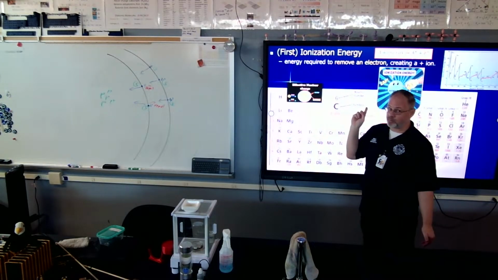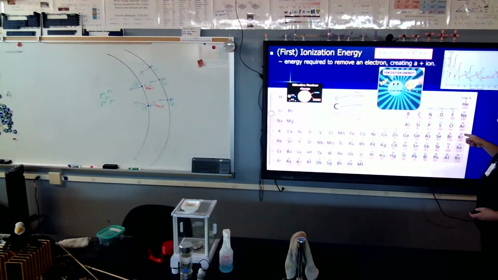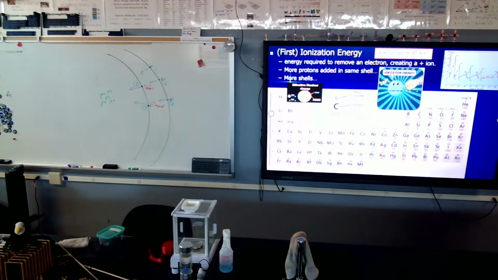On the other end of the periodic table, especially with the noble gases, they have a lot more protons, but the same amount of shielding. If you compare sodium, which is shielded by 10 electrons, to argon, which is shielded by 10 electrons, argon has a lot more protons but the same amount of shielding. So it's extremely hard to remove an electron from elements over here.